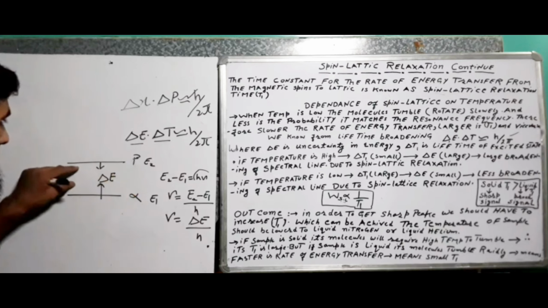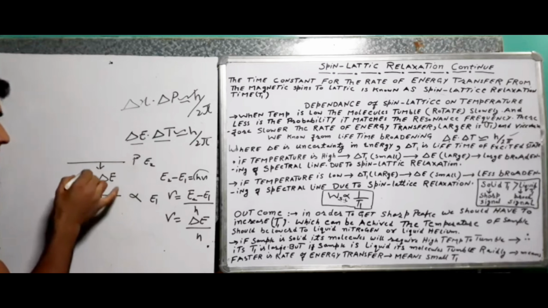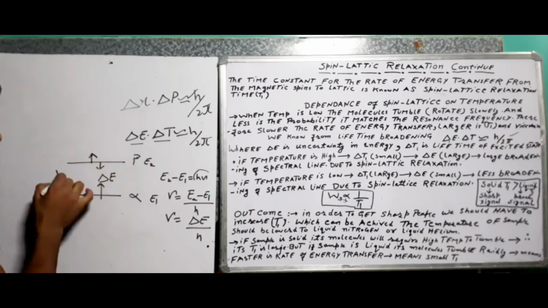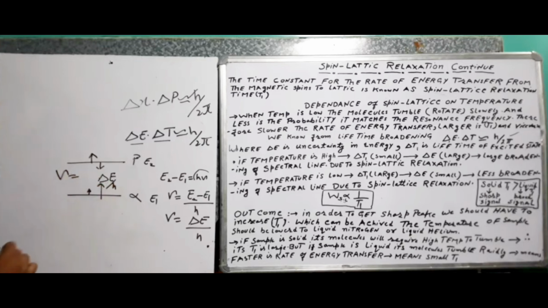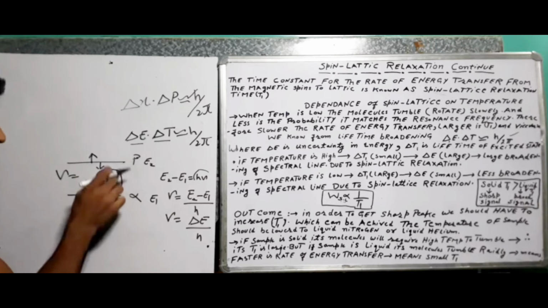That means how much frequency has to be absorbed so that the spin state will go from this state to this state. It is nu equal to delta E divided by h. That is, we have to shine that much frequency on the sample, then the spin state will go from this state to this state. This is delta E.